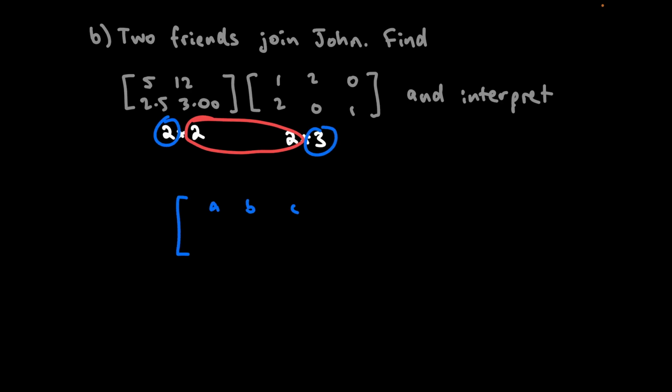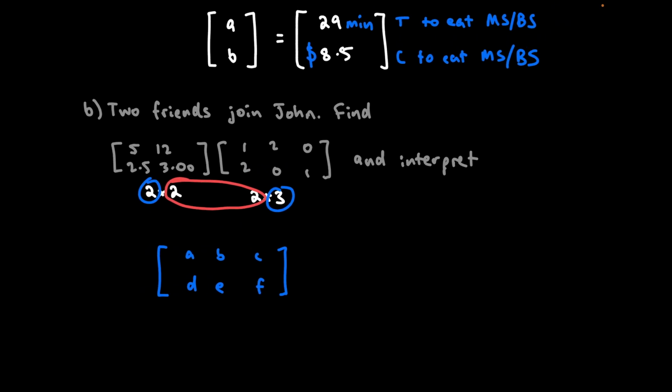So we have A, B, C, D, E, and F. The value of A is first row, first column. We already technically have the values of A and D because we did this multiplication earlier. It was 29 and 8.5. So I'm just going to write 29 and 8.5 here. Now let's work out the value of B. B is the first row, second column. 5 times 2 is 10. Plus 12 times 0 is just 0. So our final answer here is just 10.